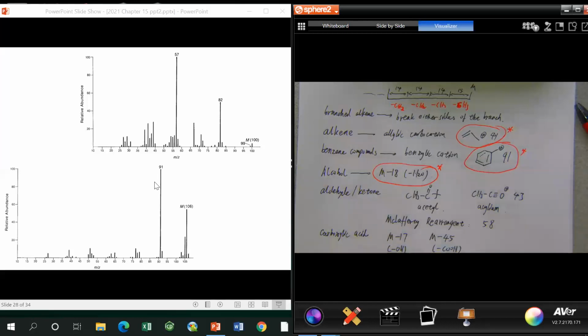So the mass spectrum can provide some information, but it's not as good as the proton NMR and the carbon NMR, and even not as good as the IR. But sometimes it gives important information, like chlorine and bromine. Yeah, here's the real sample.